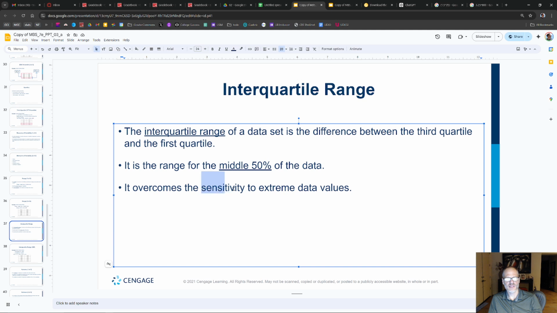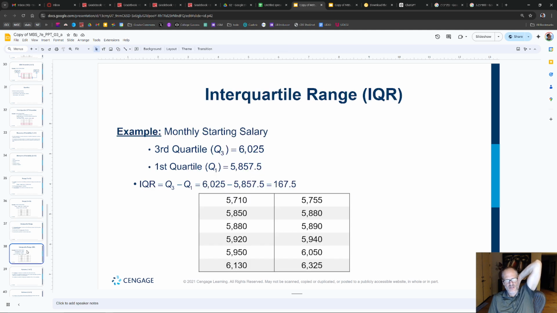It overcomes the sensitivity to extreme data values because you're basically throwing out the data in the first quartile and in the top quartile, everything above 75 and everything below 25. And you're keeping everything between 25 and 75, which is the middle 50% of the data. So you're throwing away those outliers on both sides. And so the interquartile range, if the third quartile is this and the first quartile is that, we subtract the first from the third and we get the interquartile range.